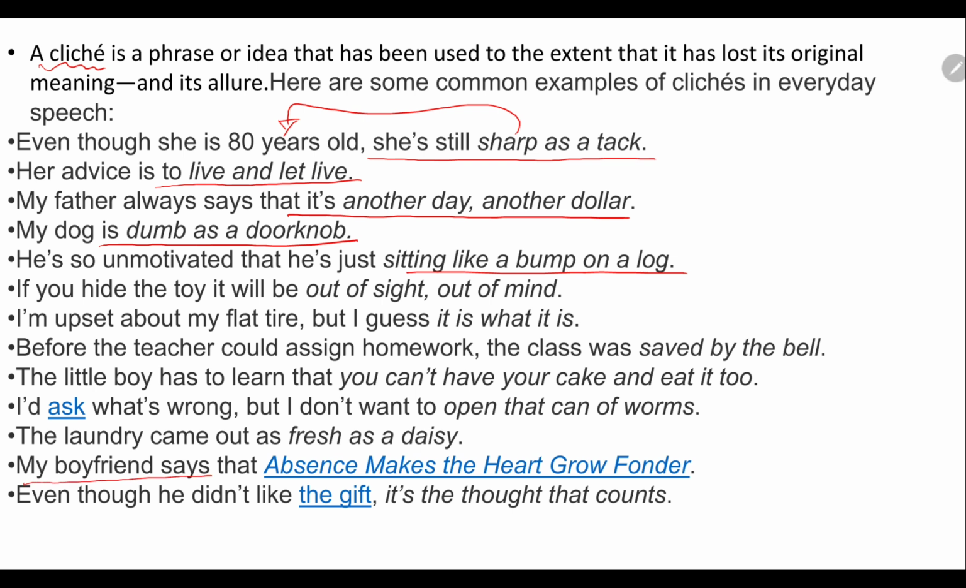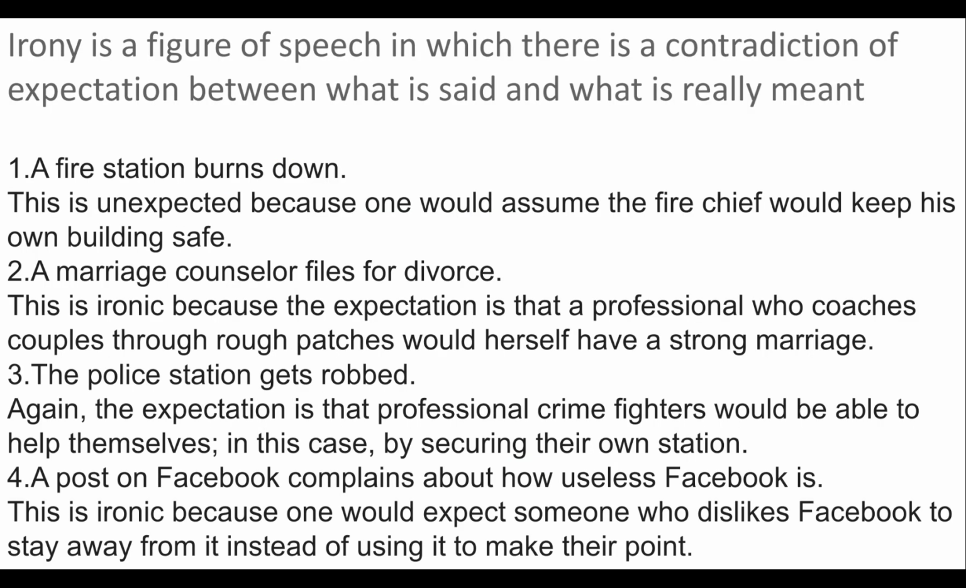Look here, my boyfriend says that the absence makes the heart grow fonder. Okay, you will understand such examples very quickly. Other than the other examples, keep in mind that here you have to insert hurt, not her. My boyfriend says that my absence, not her absence, makes the heart grow fonder. Okay, so this is how you have to keep in mind. The cliche idea is used at an extreme level, therefore its meaning became extremed, we can say.